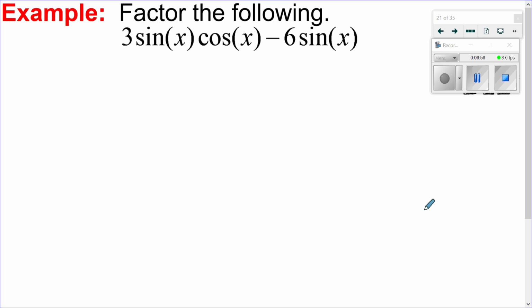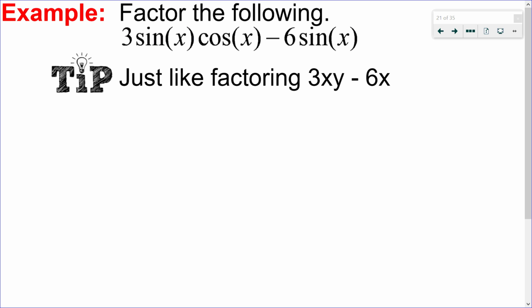So I have 3 sine x cos x minus 6 sine x. Oh, I almost canceled my whole recording here. Okay, I'm having a little bit of difficulty. Bear with me here.